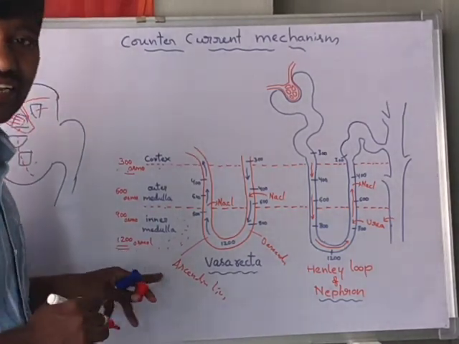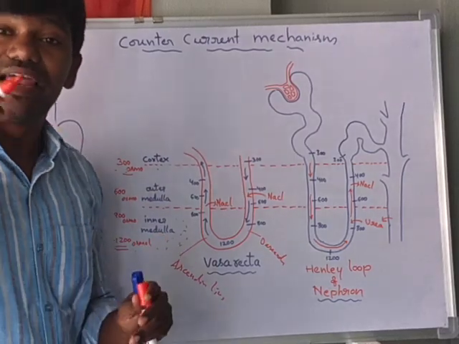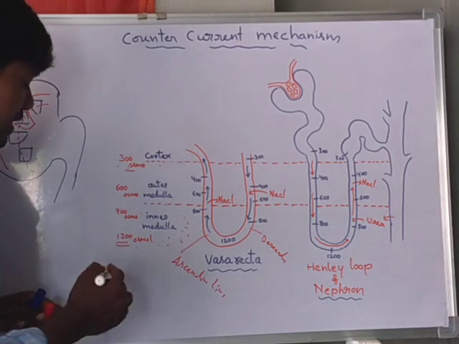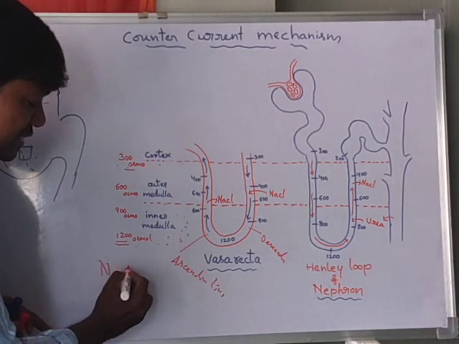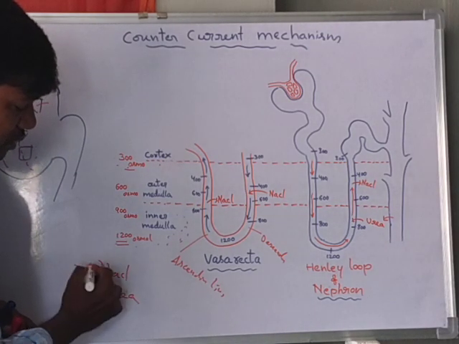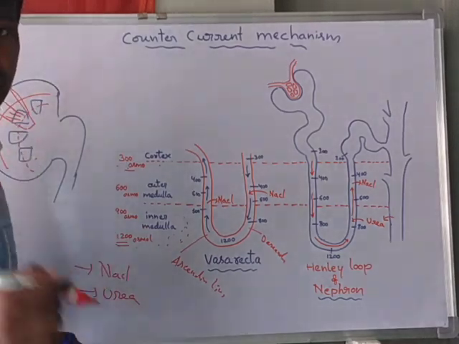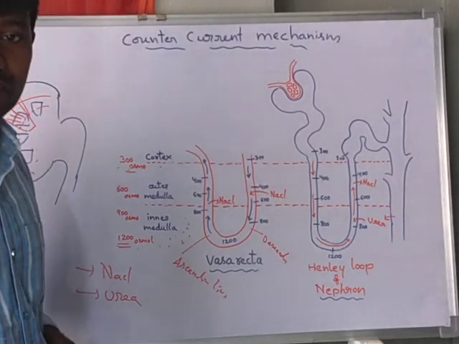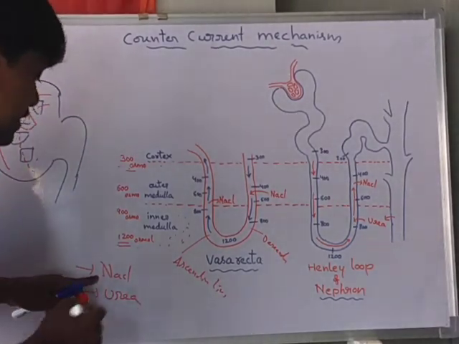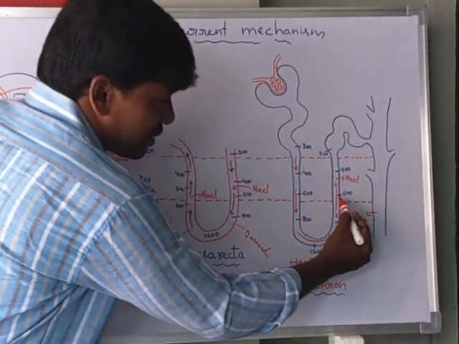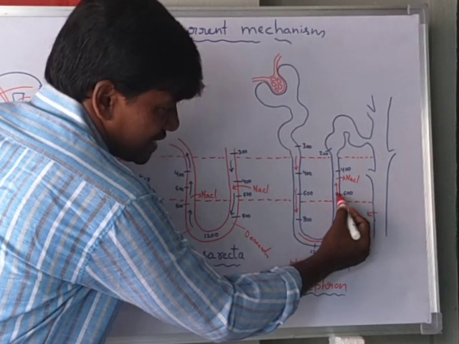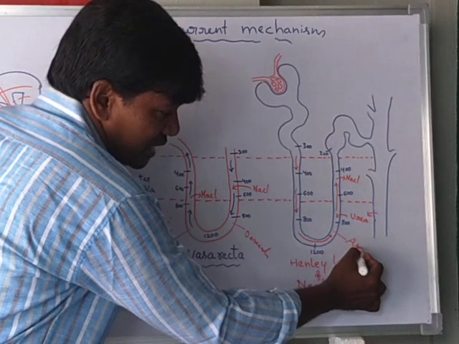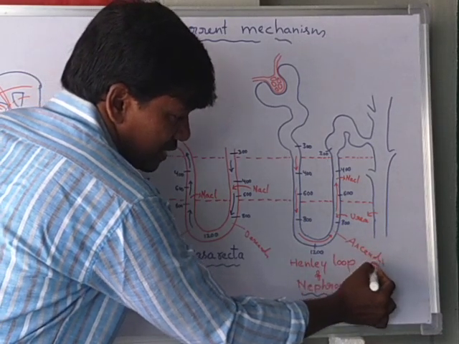This gradient is caused by NaCl and urea. Both increase the osmolarity in the interstitial fluid. Here we see NaCl generally comes from the ascending limb of the Henle loop. This is the ascending limb.